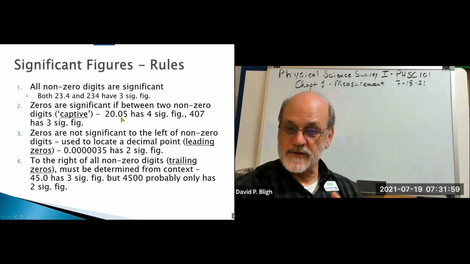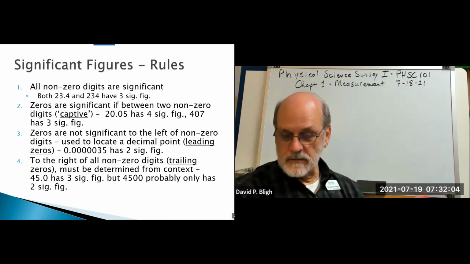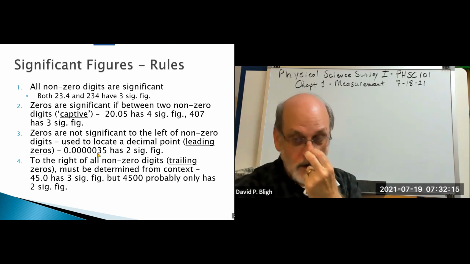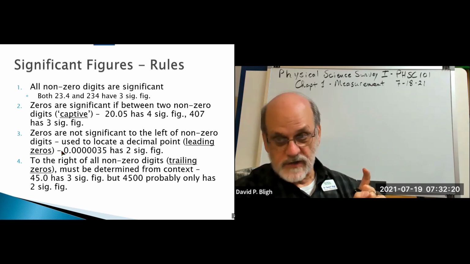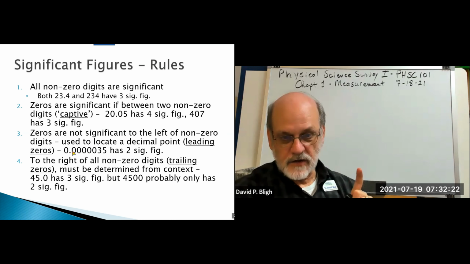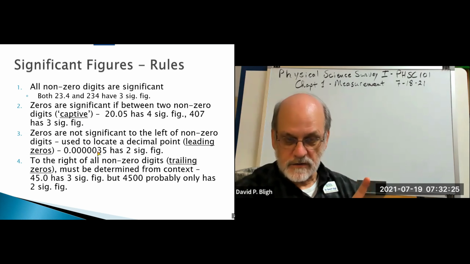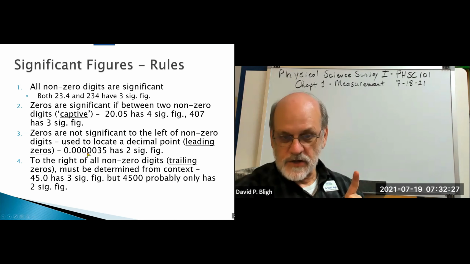Okay, what other types of zeros are there? Well, there are zeros to the left, leading zeros. Leading zeros are always not significant. Right? As long as there's no non-zero number to the left of any of these zeros, if they're just zeros out there, then those are not significant. So this number only has 2 significant figures, right? These are just placeholders. They're important, but they're not significant.